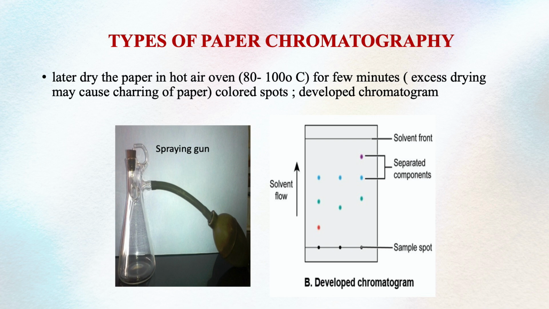On the extreme right of this image you can see a developed chromatogram. In the beginning, the paper is plain without any spots. But once you load the sample and allow it to run, you have a developed chromatogram with different colored spots. Now you need to recollect the definition. Chromatography: chromo means color, graphy means to write. Here you can see the result is in colored form, that's why it is named chromatography.